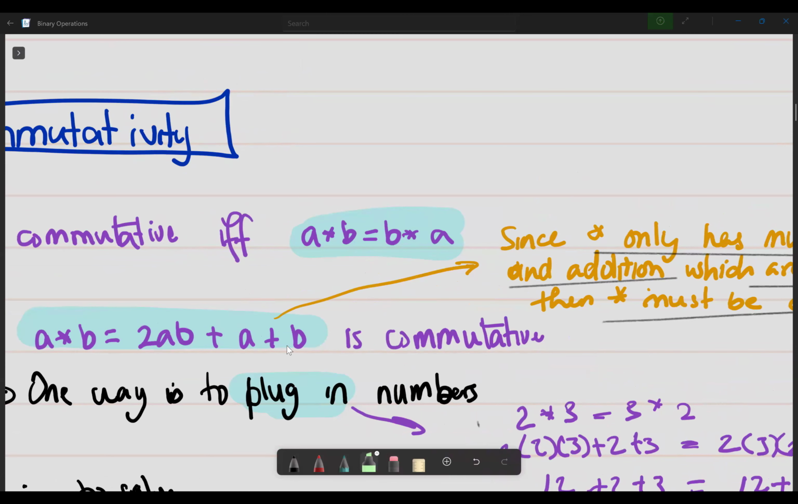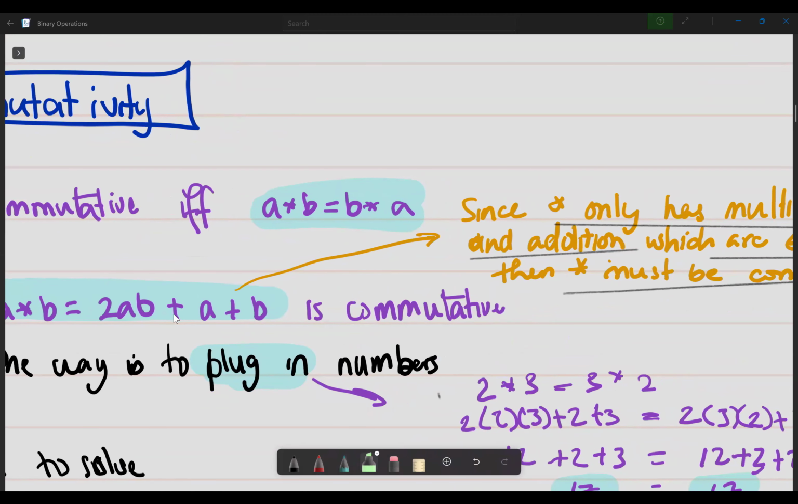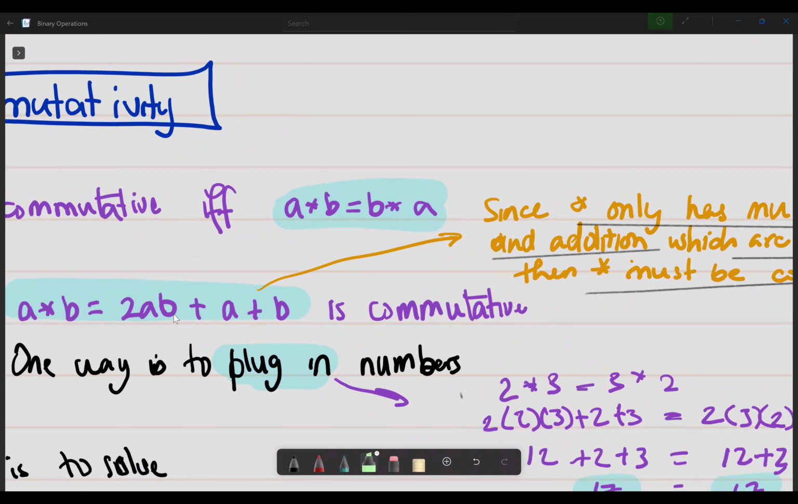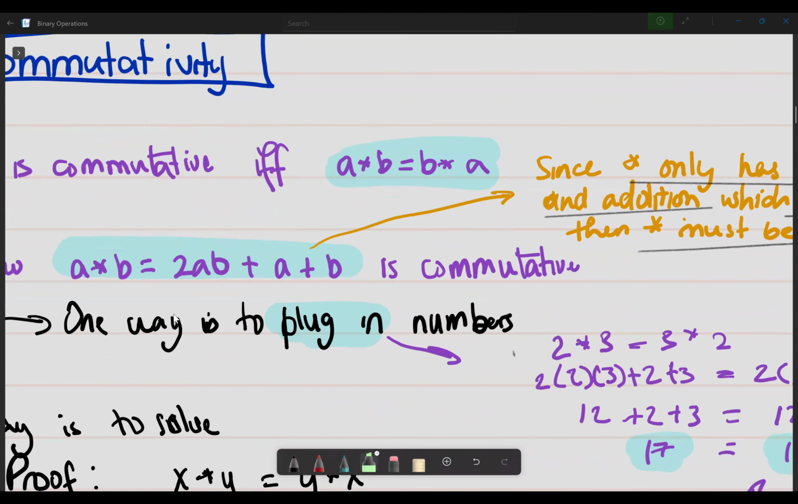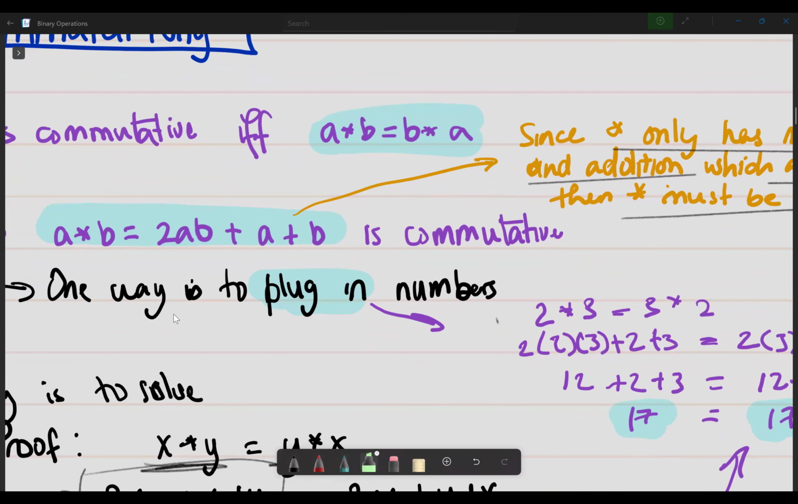Well, I can also say, since this is only multiplication and addition happening, with no division or anything like that, I can immediately know that yes, this is commutative, because addition and multiplication are commutative operations. If it had subtraction in it, then it would not be commutative. But there's only addition and only multiplication, so it has to be commutative.